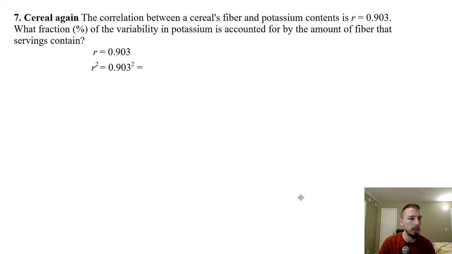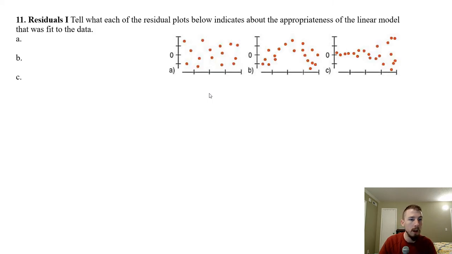So hey, not too bad, under 18 minutes. All right, the correlation between cereal's fiber and potassium contents is R equal to that value. That's the correlation. What fraction or percent of the variability in potassium is accounted for by the amount of fiber that the servings contain? This is the coefficient of determination. So we would just take the correlation and square it, which would give us 0.815. So 81.5% of the variation in potassium is accounted for by the model with fiber. Kind of cool.